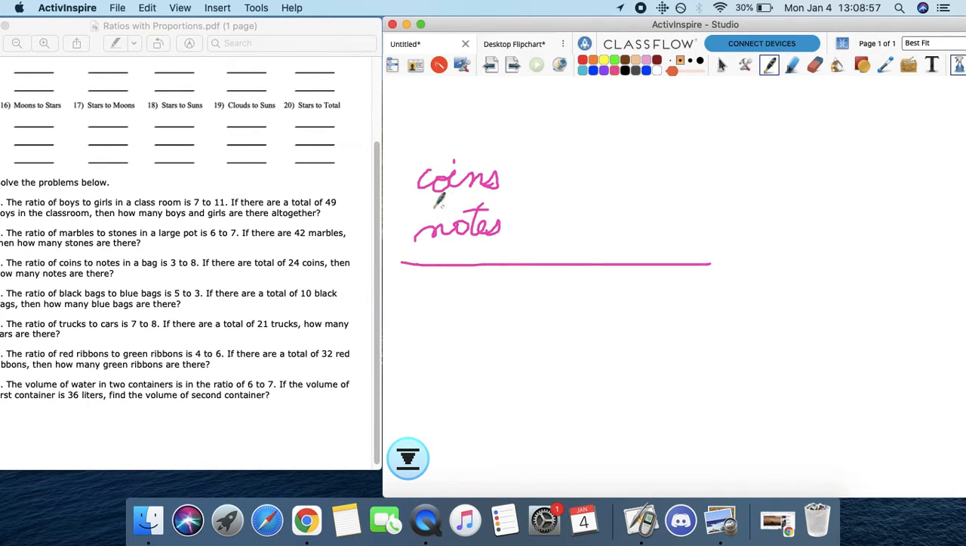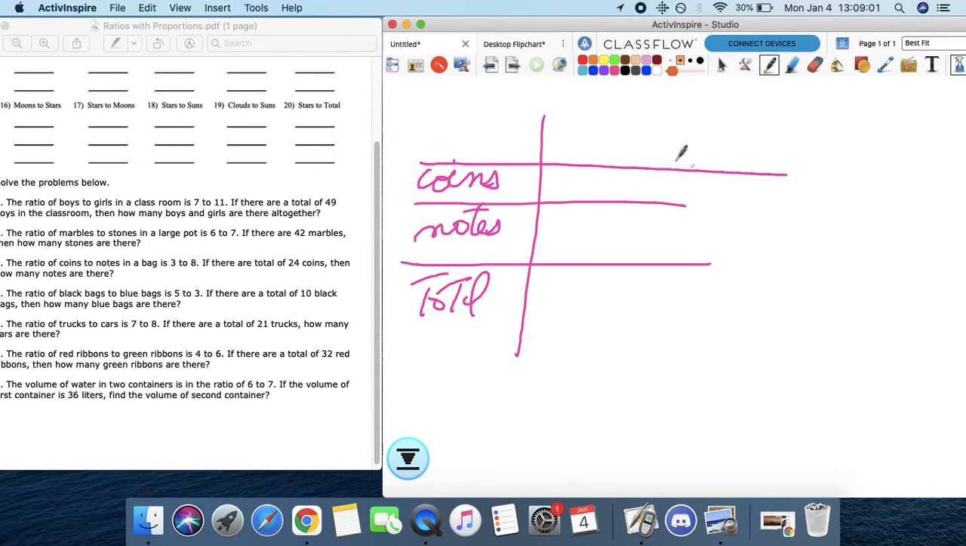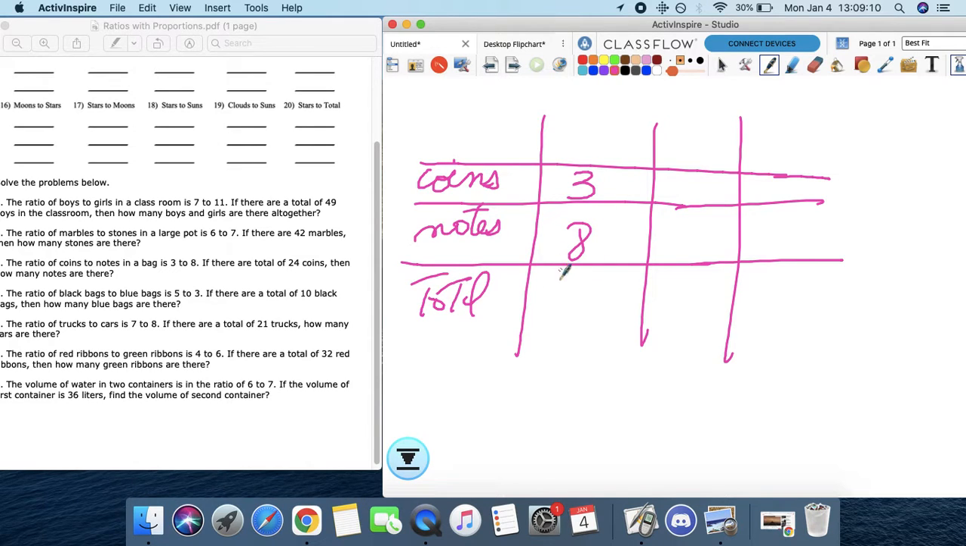So again, pretend that every time you get 3 coins, somebody's going to give you some bills with it too. So you get 3 coins, you get 8 bills. And how many items do you have? You have 11 items. But what happens when you have 24 coins? How many notes will you have? What's going to be your new total? That's what the question is asking.